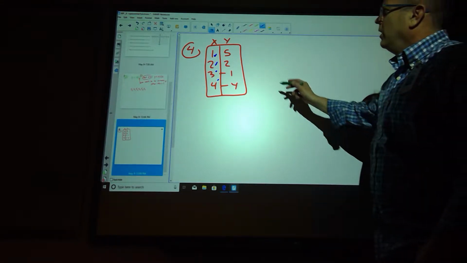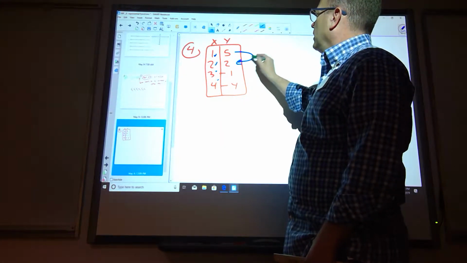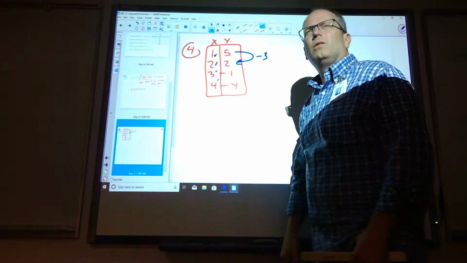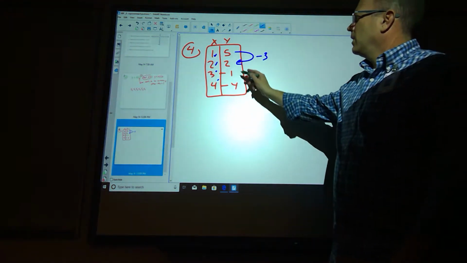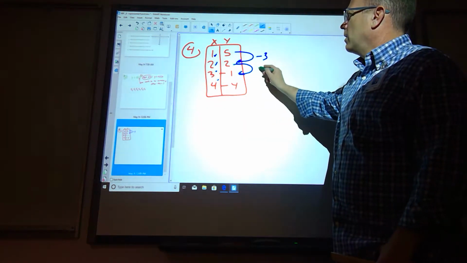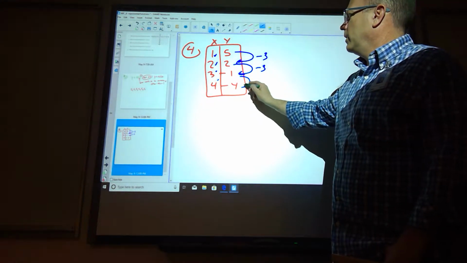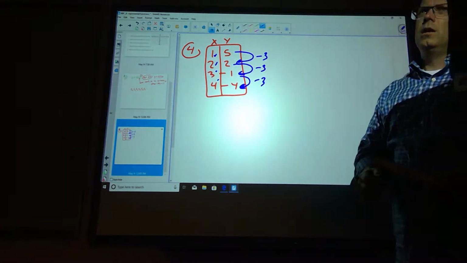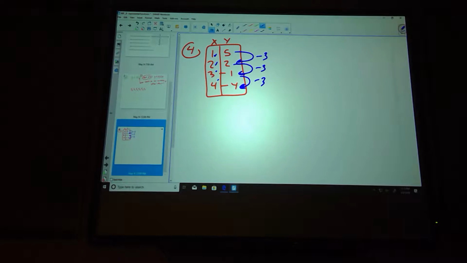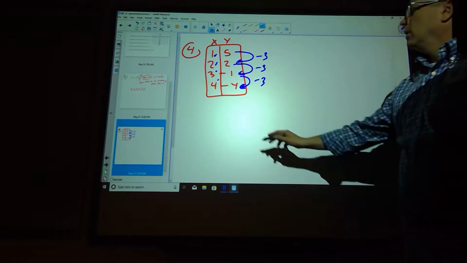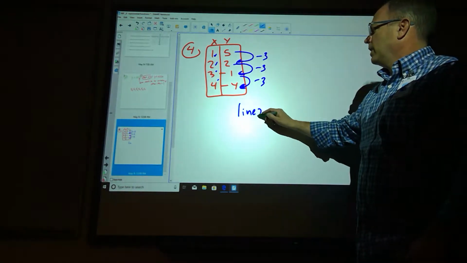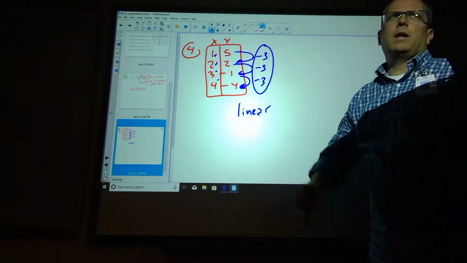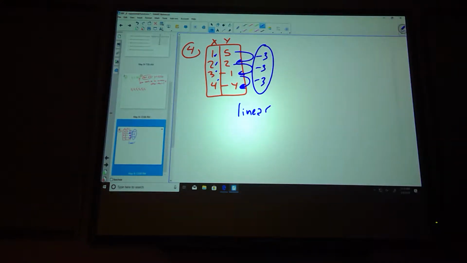And then let's see. If I go from here to here, I'm going to subtract 3. Do you agree? And then if I go from here to here, I'm also subtracting 3. If I go from here to here, I'm also subtracting 3. So I have the same thing happening over and over again. So linear is going to take place with this. If it was exponential, those would not be the same. They would be growing really big or getting really small.